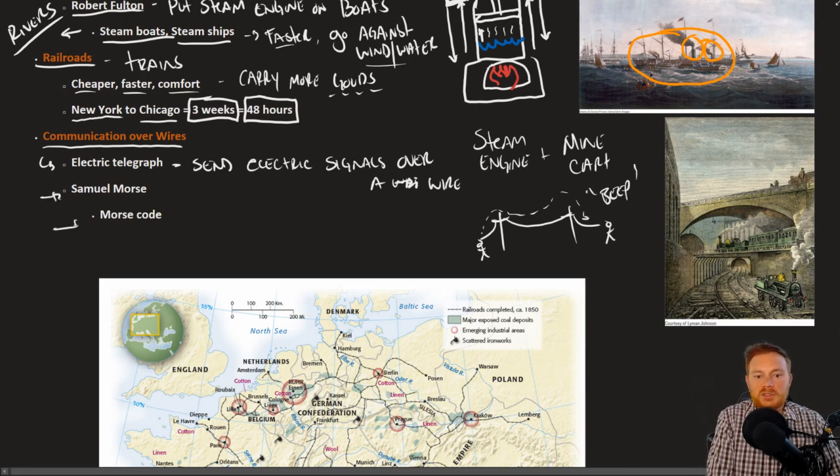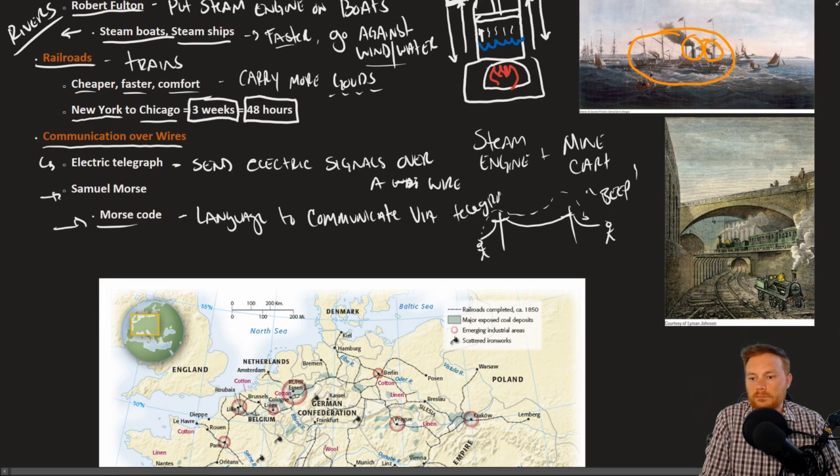Samuel Morse invented Morse code, which was a language to communicate via telegraph. Right, so for example, and I don't know what Morse code is, but for example, one dot would be the letter A, two dots would be the letter B, a dot and a dash, which would be beep, beep, you'd hold it down for a little bit longer, would be the letter C, two dashes would be the letter D, and so on and so forth.